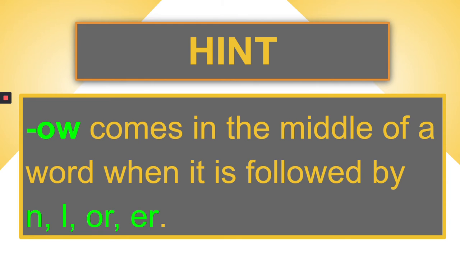Let's review our hint. OW comes in the middle of a word when it is followed by N, L, OR, or ER. Why is it helpful for us to know this? Because when we are sounding out words and we hear that ow sound, if we know some of these rules, then it helps us determine if we would use the OU or the OW in spelling that word.